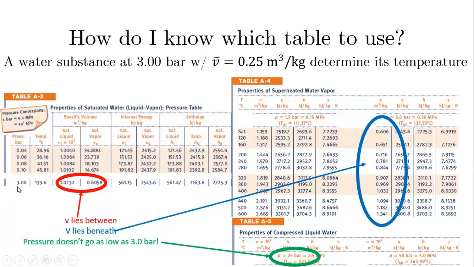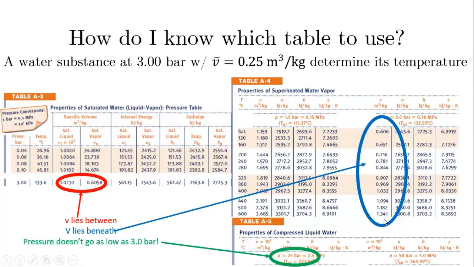So here I'm at 3 bar. And they show me that the liquid has a volume of 1.0732 divided by 1,000. That means that you take this value here, this 10 to the third, and divide by 1,000. So it's like 0.00 whatever, 1. And here, I have the volume for the gas being 0.6058. For the 3 bar over here, I could see I start out at 0.606, which makes sense. And then I just increase a whole bunch until I get to 1.341.